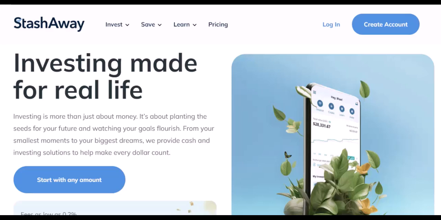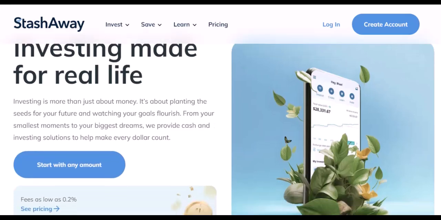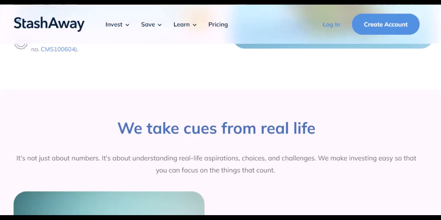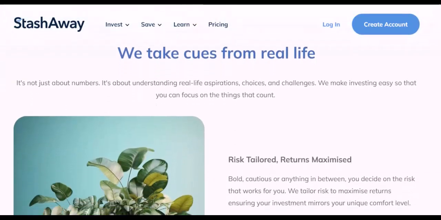Explore Stashaway's investment options. Stashaway offers a range of investment plans, including ready-made portfolios. These are pre-built portfolios designed for specific goals, such as retirement, buying a house, or general wealth building. Custom portfolios. If you have specific investment preferences, you can create a custom portfolio by selecting the assets you want to invest in. Consider your investment goals. Select a plan that aligns with your financial objectives and risk tolerance.